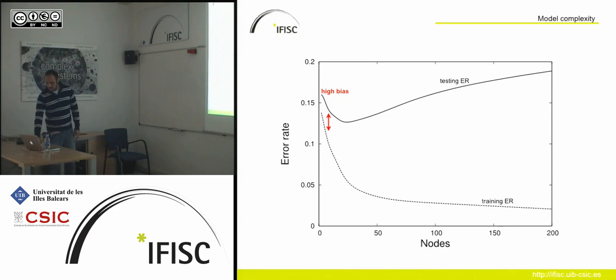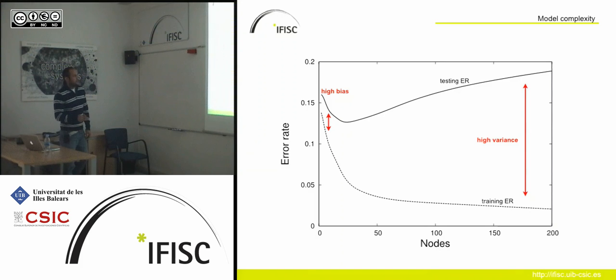On the other hand, on the other extreme, we have what is called a high variance problem. In this case, what is happening is that the system gets used to the training data set. So it learns the training data set so well that it's not able to make any generalization. So if you see the training data, then the error is small. But if I show something different, then the error goes up.